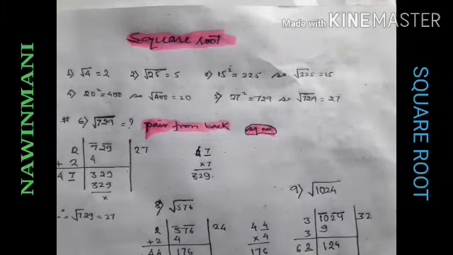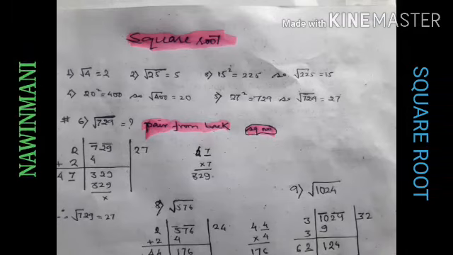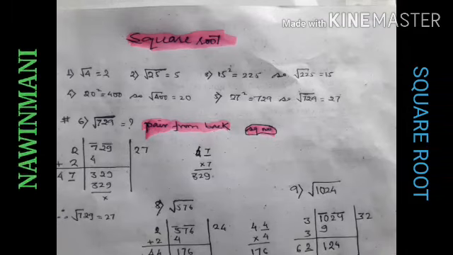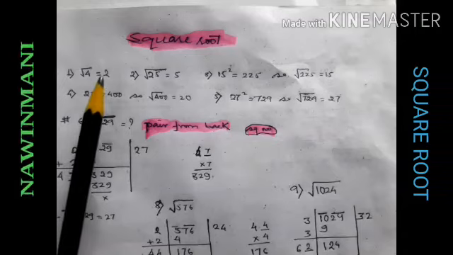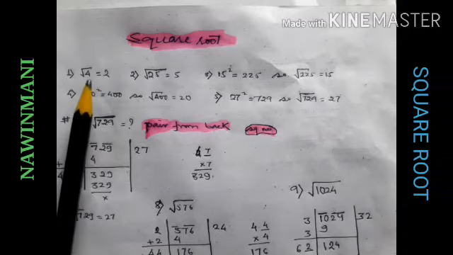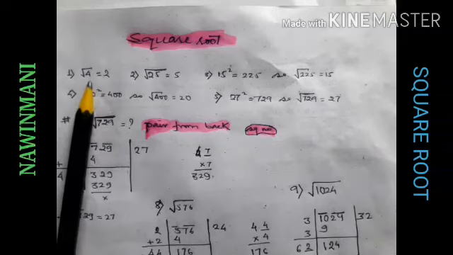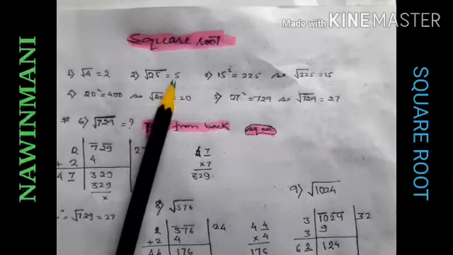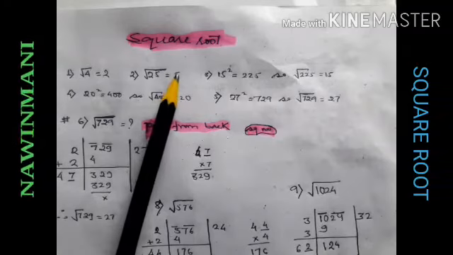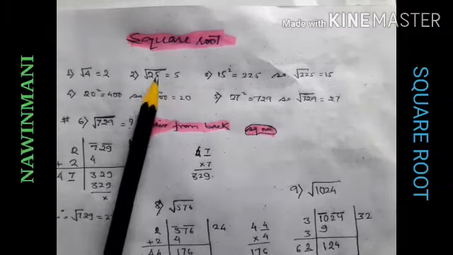In this video, we will learn how to find the square root of some simple numbers. You can see the square root of 4 is 2. Why? Because 2 squared is 4. 2 2s are 4. So the square root of 4 is 2.